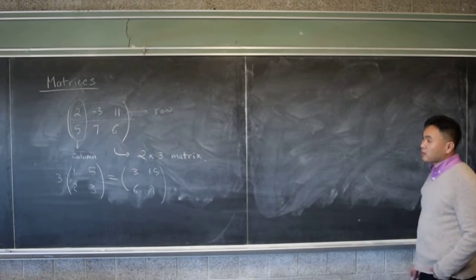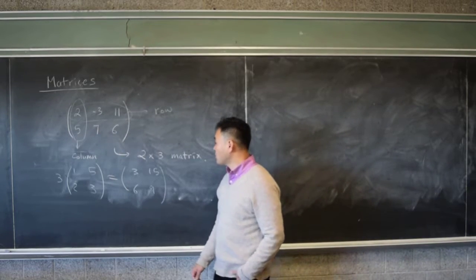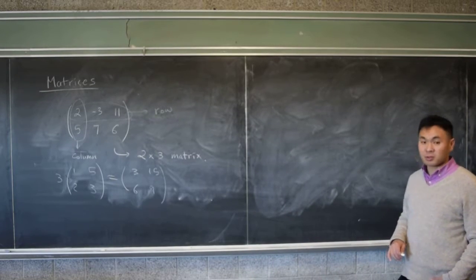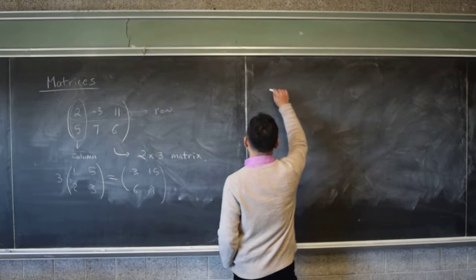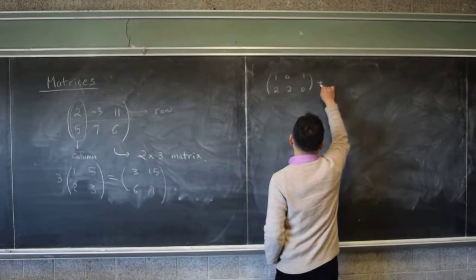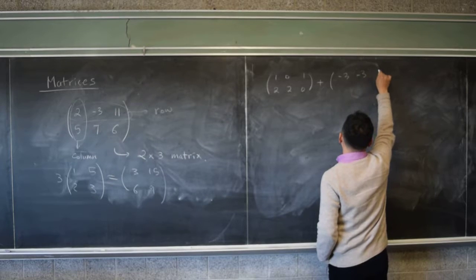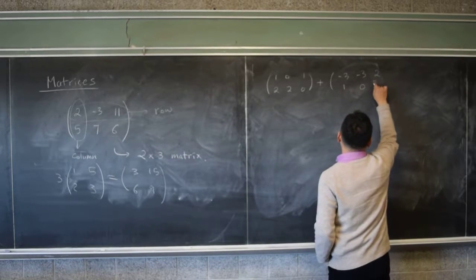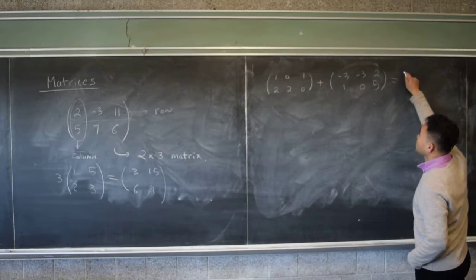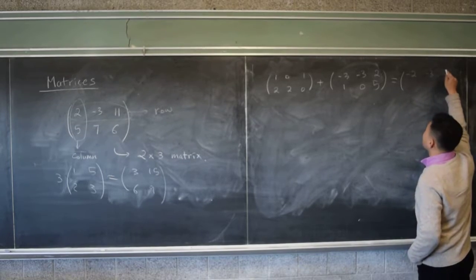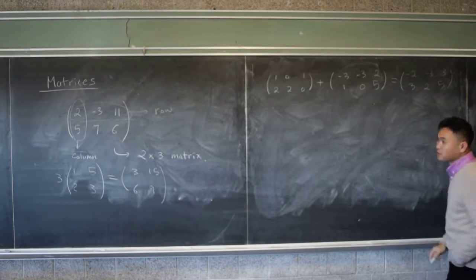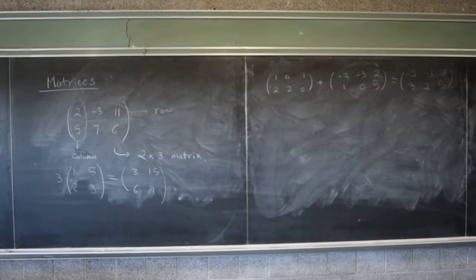And when you add or subtract matrices, you can only do it for matrices of the same dimension. You're not allowed to add or subtract between matrices of different dimensions. So suppose I had 1, 0, 1, 2, 2, 0, plus -3, -3, 2, 1, 0, 5. You just simply add the corresponding elements. That's matrix addition. -2, -3, 3, 3, 2, just like that. There are no surprises here.